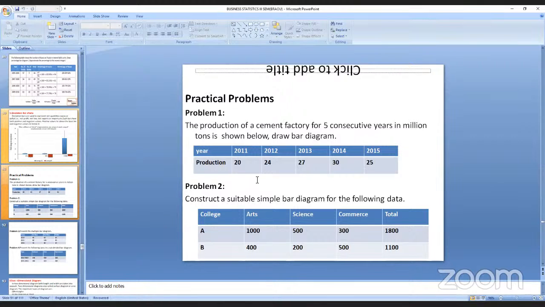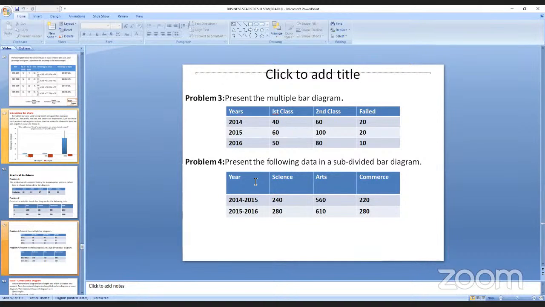Done, ma'am. And next, multiple bar diagram, subdivided bar diagram. Subdivided, you have to take 2014 to 15. This one you have to take. Not like this. There is a year.